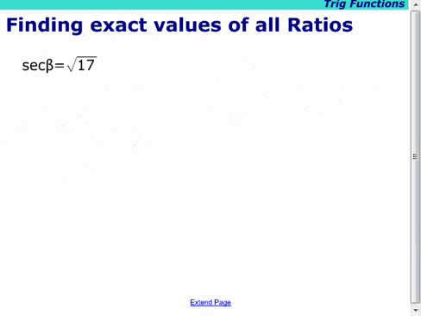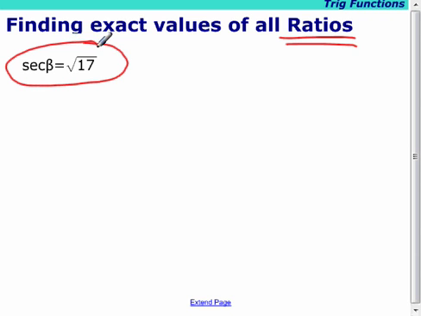Okay, now let's turn our attention to looking for exact values of all ratios. Notice in this case they're looking just for the ratios. They're not looking for the angle beta. If they've already given us one of the ratios, I should be able to find all of the rest of them. The first thing I do is make sure I determine what two of the sides are, and then figure out the third side by using Pythagoras. Knowing all three sides of the right triangle, then I could determine what all the ratios are. So let's explore what this means.